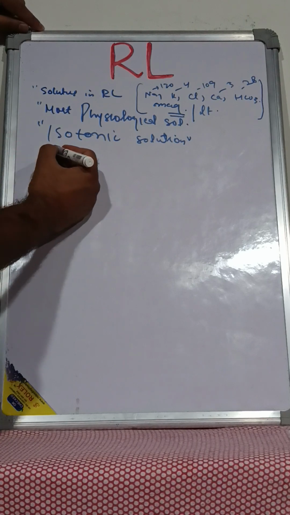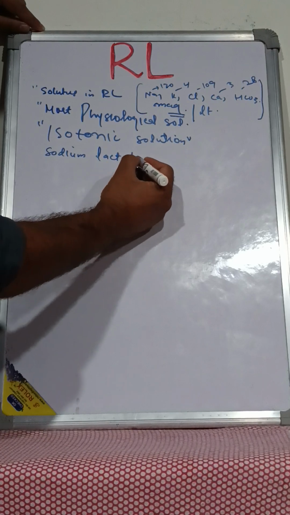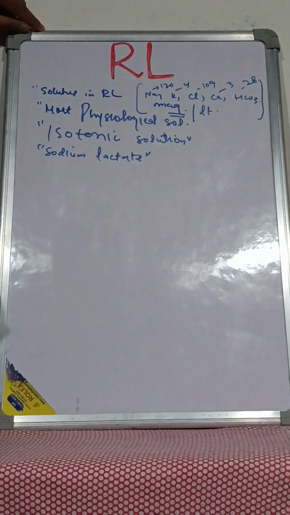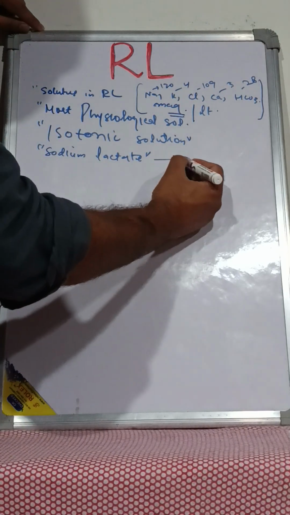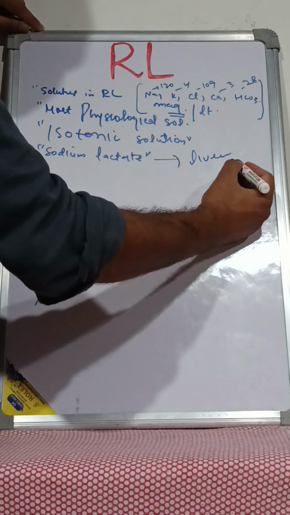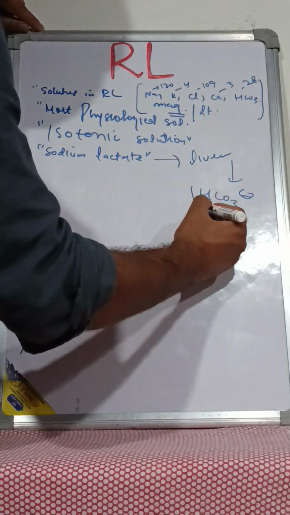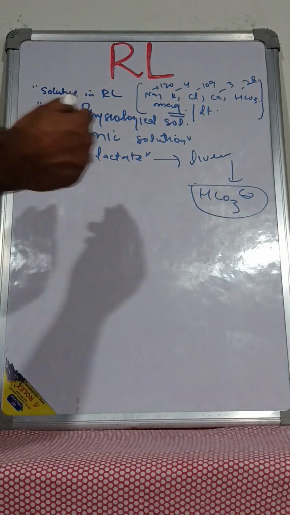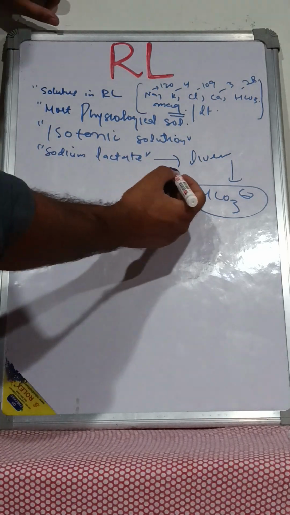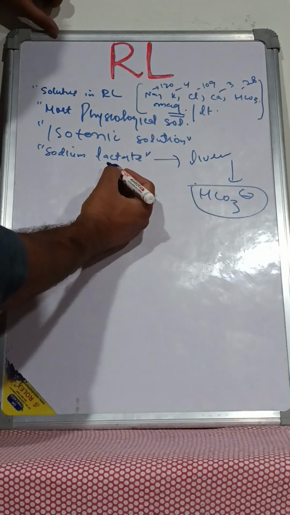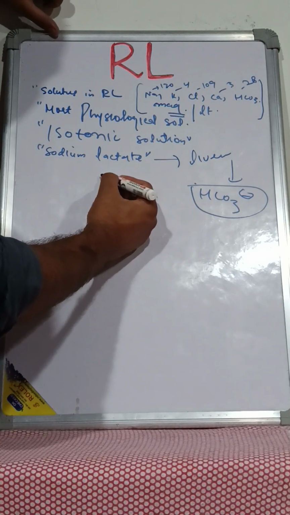It contains sodium lactate, and this lactate gets metabolized in the liver to bicarbonate. This bicarbonate is very important because when it releases bicarbonate in the blood, it rapidly corrects the metabolic acidosis.